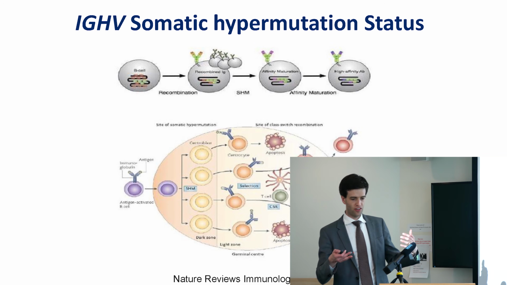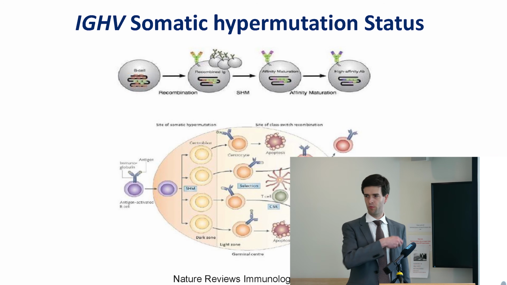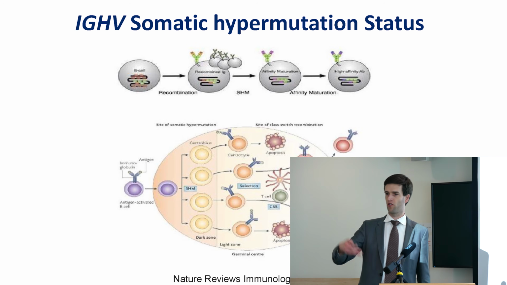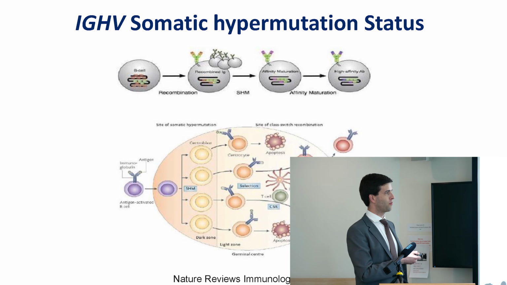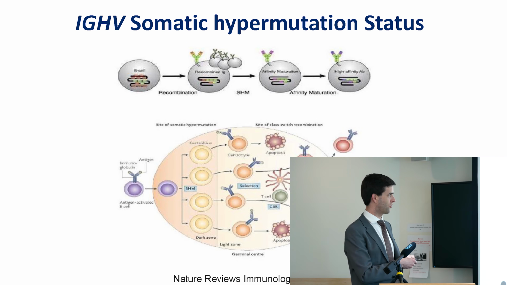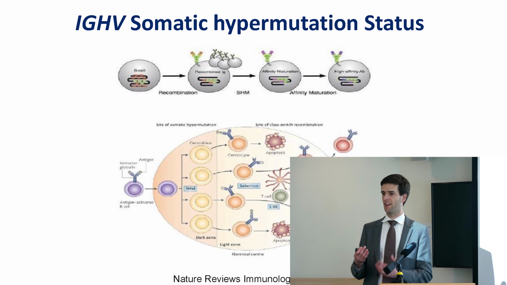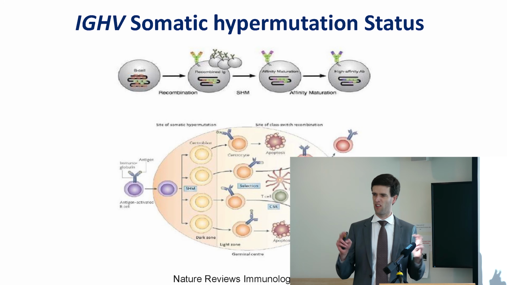So a CLL cell can either arise from one of these cells that's never fought an infection and has an unmutated immunoglobulin gene, or it can arise from one of these cells which has passed through the lymph node, has gone through a process of IGHV mutation, and these ones have much less potential to grow quickly than these ones. So counterintuitively, unmutated IGHV is generally associated with what we call higher risk disease.